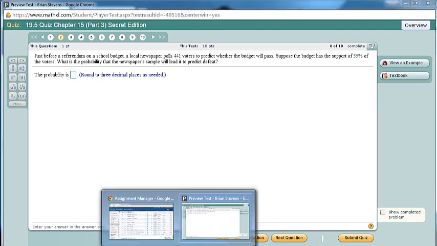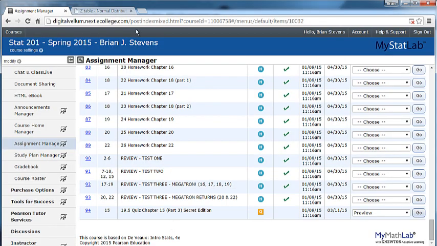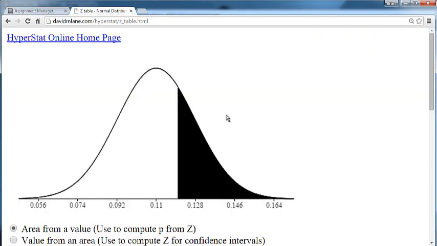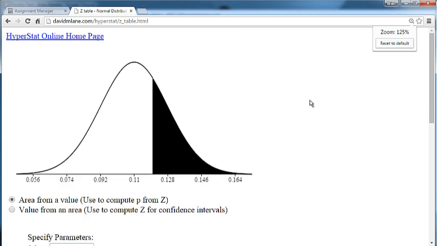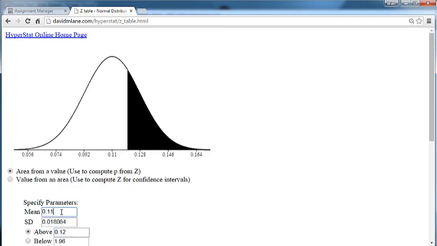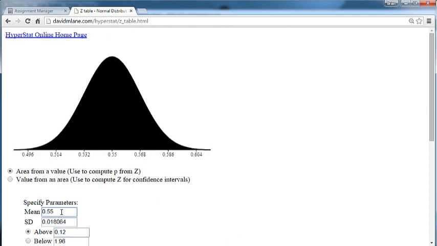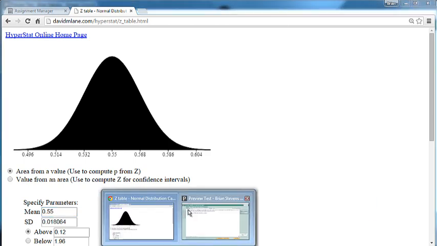We need the mean and the standard deviation of this distribution. So let's go over here. That's the assignment manager. I had to hop back in. Let's go ahead. The mean of this distribution is 0.55 because that's what we expect. We expect to see 55% support. Next, we need to do the square root of p times q over n, and n is 441.